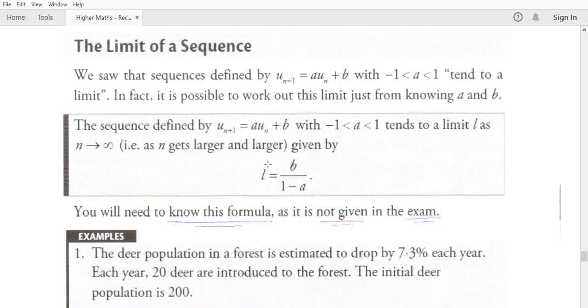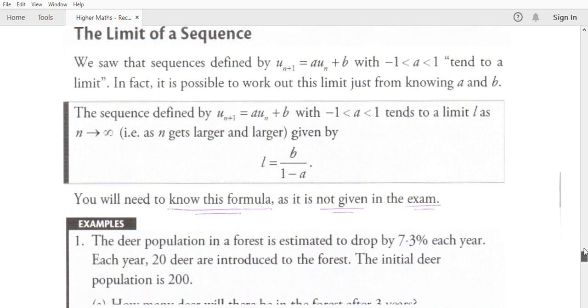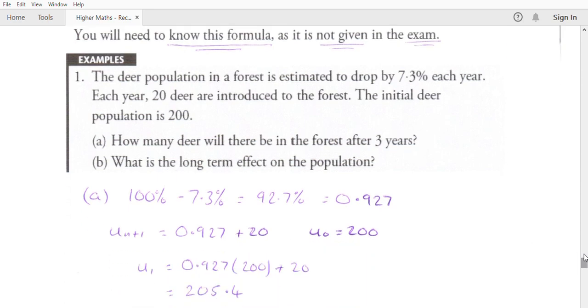Now, to calculate the limit, it's quite easy. It's b over 1 minus a. So remember, this is our b term, this is our a term here. So b over 1 minus a. You do need to know that formula. It is not given to you in the exam. So let's have a look.